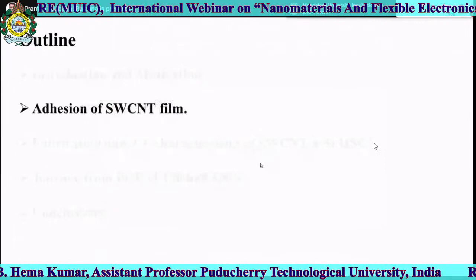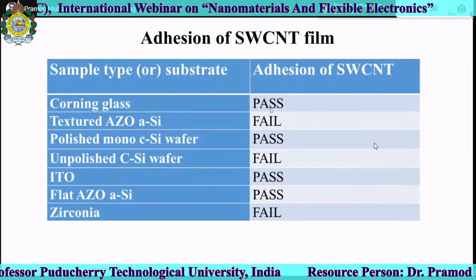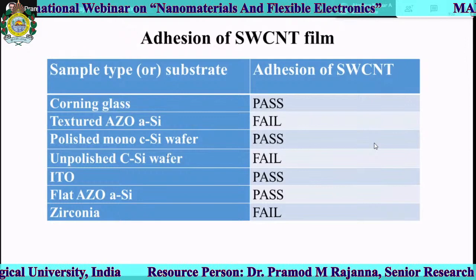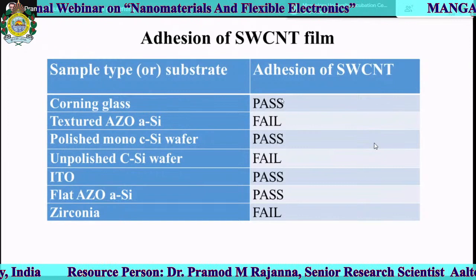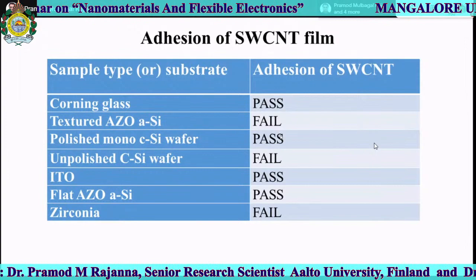But when we transfer them, it's very important to see what the adhesion of these carbon nanotubes is onto any given substrate. So what I did was pass these carbon nanotubes and transfer them onto different substrates, for example glass, textured aluminum zinc oxide, a polished monocrystalline wafer, an unpolished crystalline wafer which is textured, ITO, flat aluminum zinc oxide, and zirconia. We see that on some of the materials the carbon nanotubes easily get transferred, which is marked as pass here. And on some of them it fails. It doesn't transfer; it has a repelling behavior.